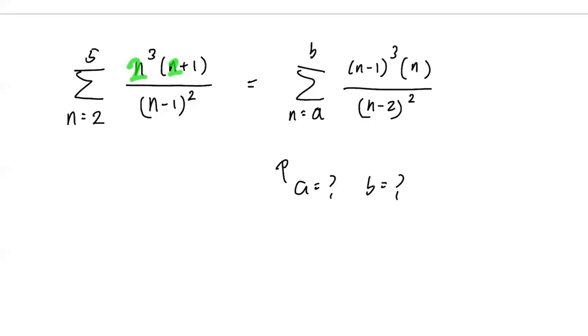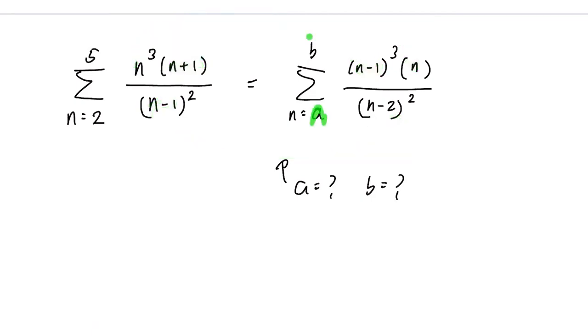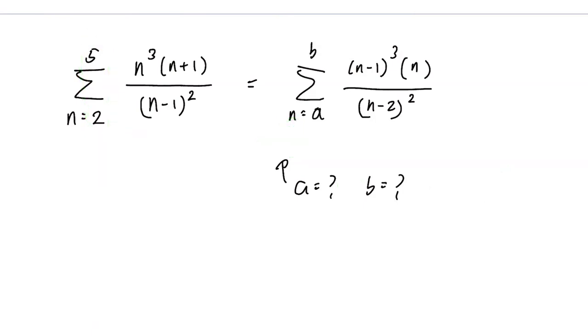2 cubed times 2 plus 1 over 2 minus 1 squared. Here, what did I do? I rewrote it as n minus 1. In other words, n becomes n minus 1. n plus 1 becomes n, reduced by 1. This one is also reduced by 1. So what is my A? What's my B? How does it link to 2 and 5? Is it still 2 and 5? So A is 3, and B is 6. Yes, correct. 3 and 6. Good. How can we see that?